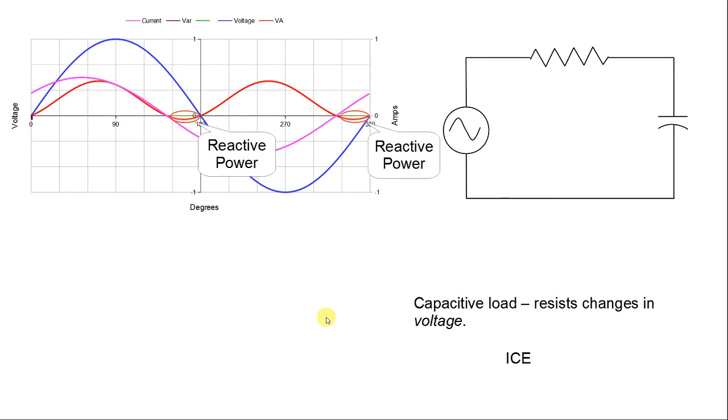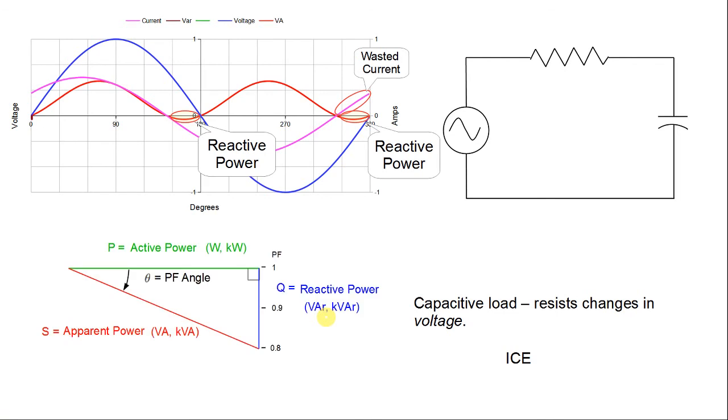And that is not what we want in a circuit, because that is wasted energy, and we have wasted current that is fighting against either the charge or the discharge of that capacitor. Let's look at how this has affected our power triangle. Now I turned the power triangle upside down because this is actually a phase shift in the opposite direction, and that's a very important concept for us to understand.